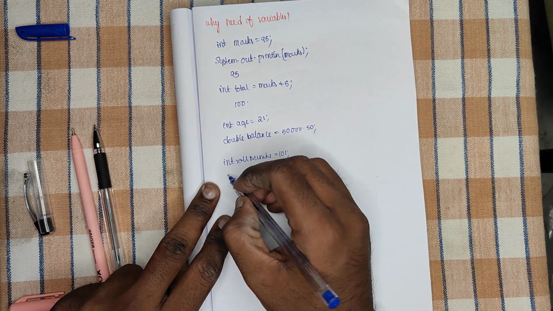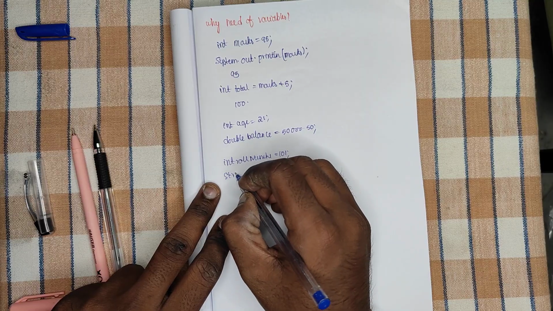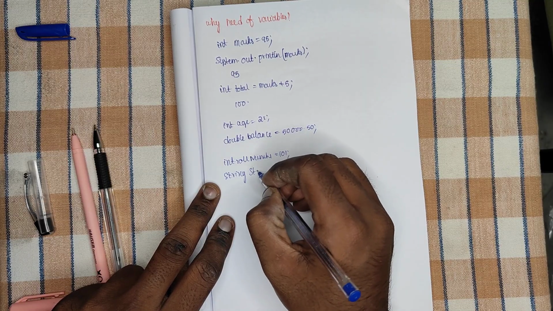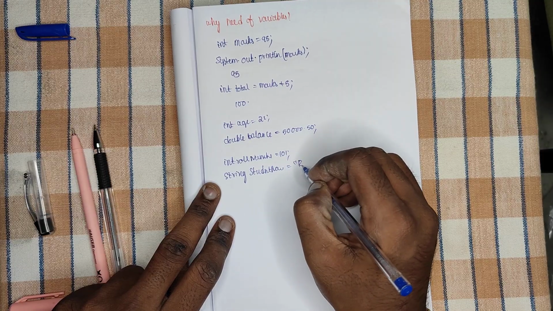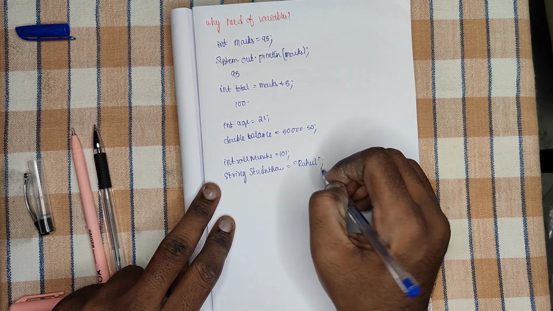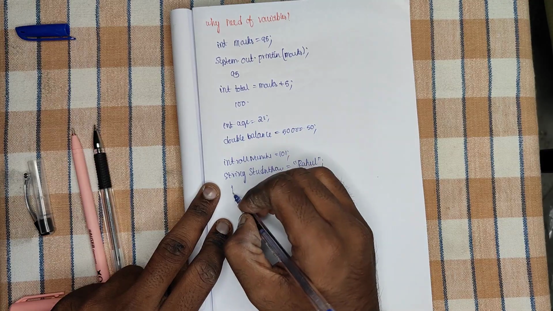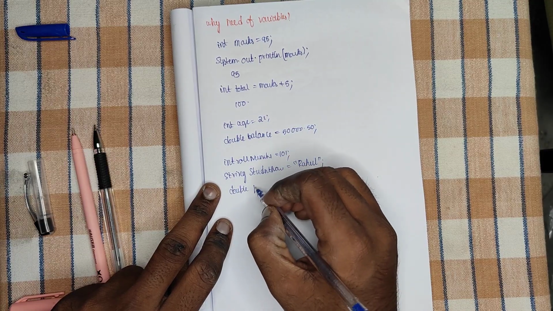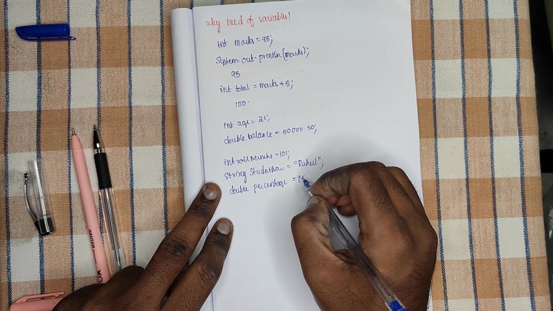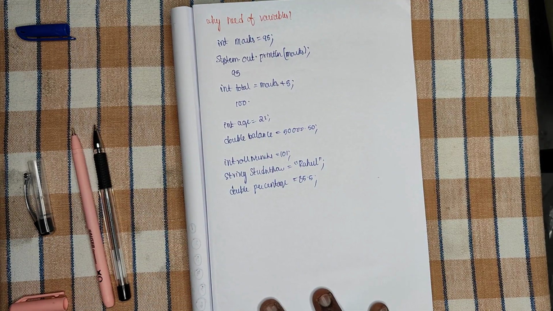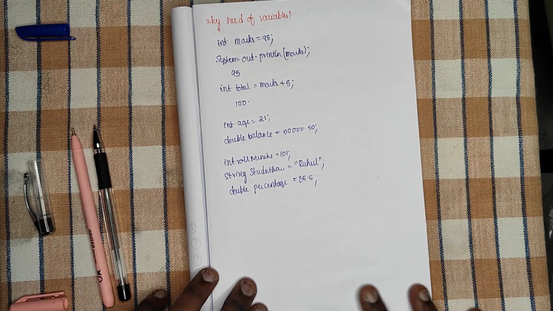Similarly, in a student management system, int rollNumber = 101; String studentName = "Rahul"; double percentage = 85.5. Variables are used everywhere in real software applications. Now, variable declaration.